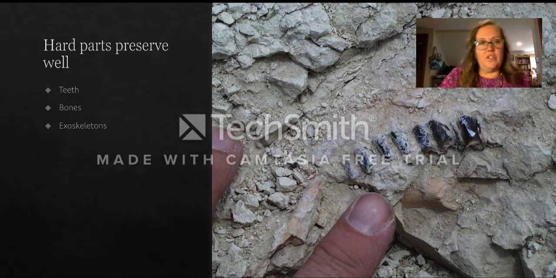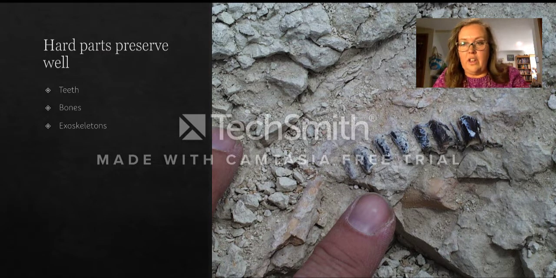So hard parts preserve well, teeth, bones, exoskeletons like we just saw, and this jaw here that you can see, this is from a quarry in Wyoming, in eastern Wyoming, and it's part of a jaw, and you can see some teeth of what could be an ancient rhinoceros-like or horse-like animal.